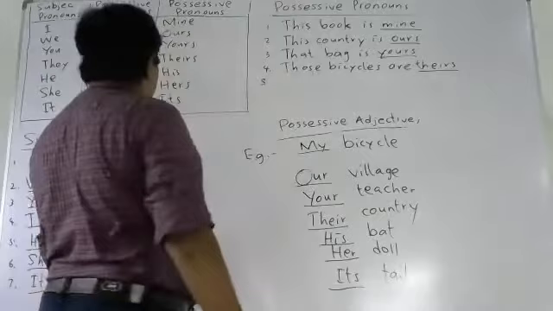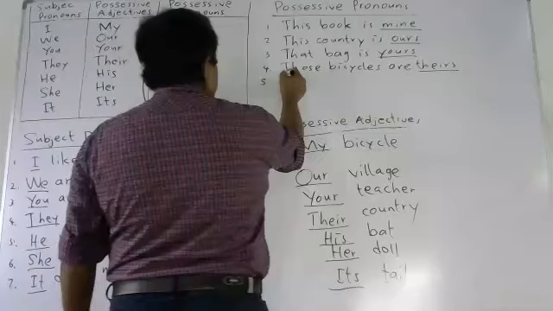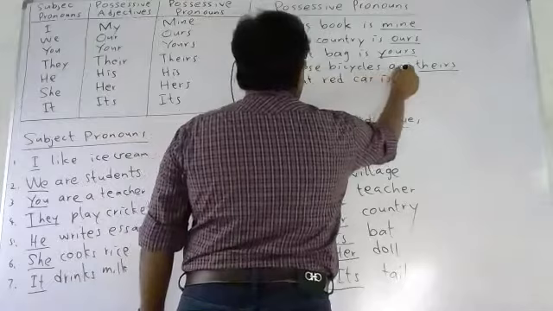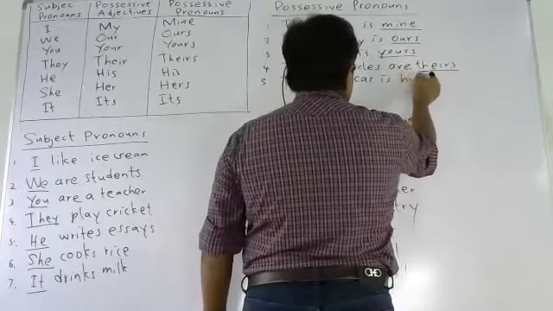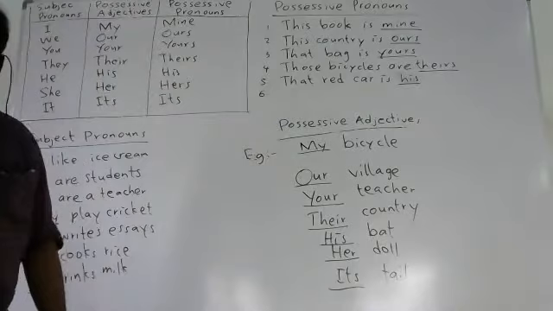And the other one, number five. His. That red car is his. Here you find his. And the other one, number six. There you find hers. This pretty doll is hers.